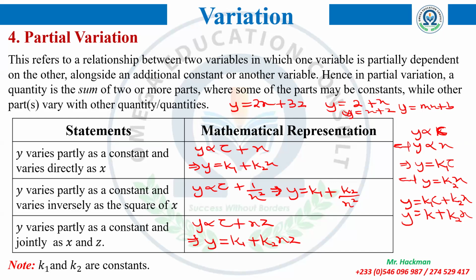Immediately, remember, I've told you, if the word direct is missing, it means you are still dealing with direct. So instead of saying varies directly as X, I can say varies as X. You get it? So there is nothing wrong with that.